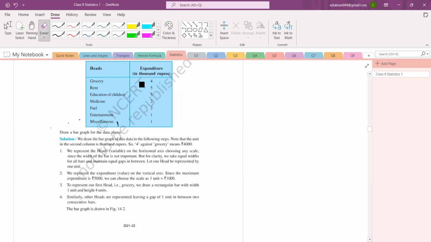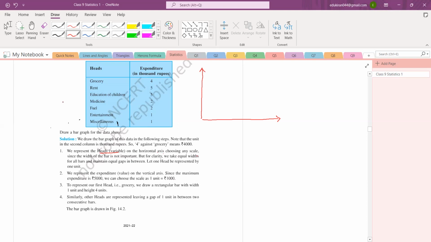One thing: don't write, I'm just explaining. You take a horizontal axis here, and then you take a vertical axis here. So you will take 2 axes. On the horizontal axis, we represent the heads, choosing any scale.